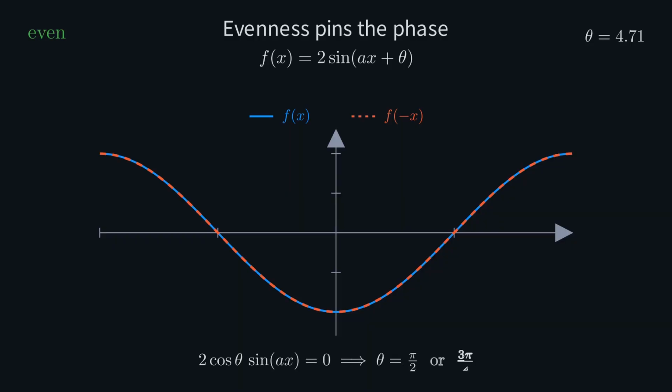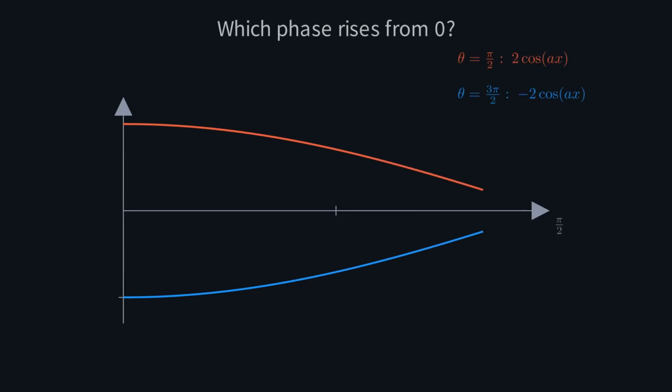Algebraically, evenness forces 2 cosine theta times sine ax to vanish for every x. So cosine theta must be 0, which leaves exactly these two phases. The two phases give two different shapes, 2 cosine ax and minus 2 cosine ax. Positive cosine starts at its maximum, so it falls immediately. It cannot be increasing near 0. Negative cosine starts at its minimum and climbs, so theta has to be 3 pi over 2.